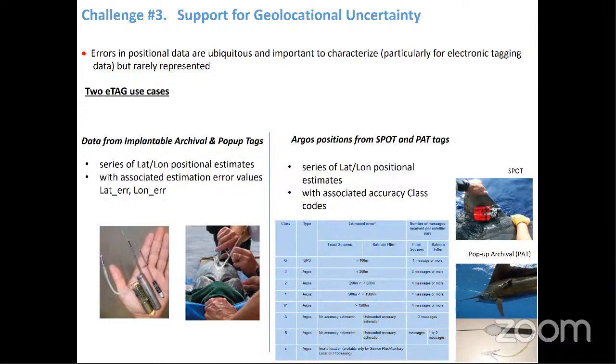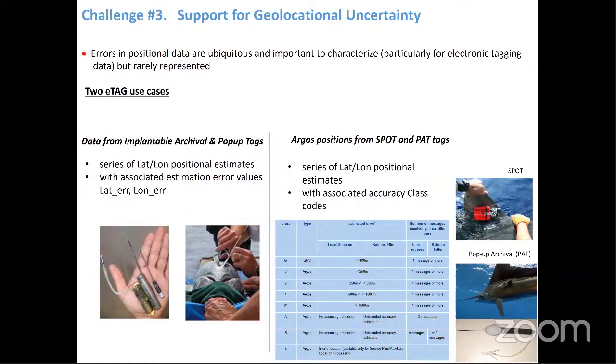In the case of these archival and pop-up tags, the positions are actually indirectly measured based on light level. So the positions are not direct measurements, GPS type measurements of position. They're estimated from the light level that the sensor picks up. And of course, there are potentially large errors associated with this. But there are methods available, state space models, Kalman filters, various other techniques to undertake geocorrections on the positional information. So once these geocorrections are made, how do you represent those positional uncertainties, those envelopes, with the tag data themselves, and also record the method by which that geocorrection happened? Because different analysis techniques can produce quite different results.